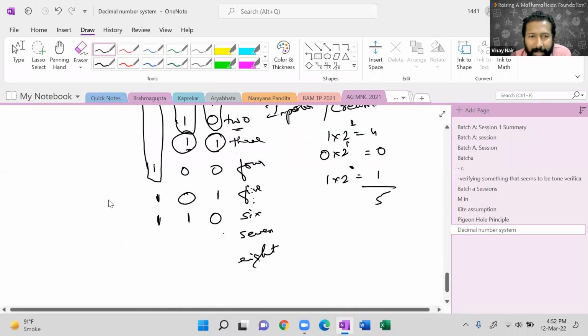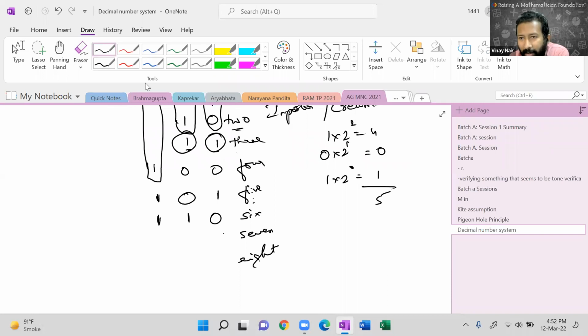Somebody had put in the chat 102. So you see, we don't have the digit 2. We cannot use the digit 2 because in binary we have only 0 and 1. So this will be 6. Let me call out somebody else. Angel, can you tell me what will be 7? How will you write 7, Angel?